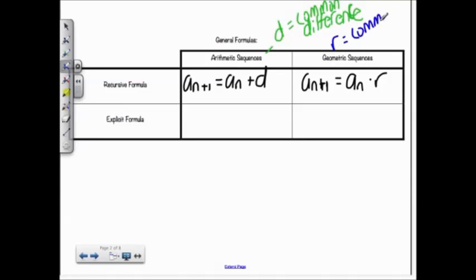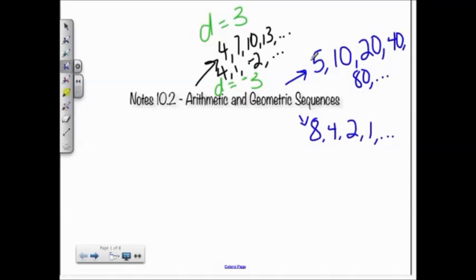Okay? So, for example, in this example I gave you on the top of your page, the r value here is going to be 2, because you're multiplying by 2 to get to each term. And you can figure it out by taking each term and dividing it by the previous term. That will tell you what your ratio is, your common ratio. So 80 divided by 40 gives me 2. 20 divided by 10 gives me 2.